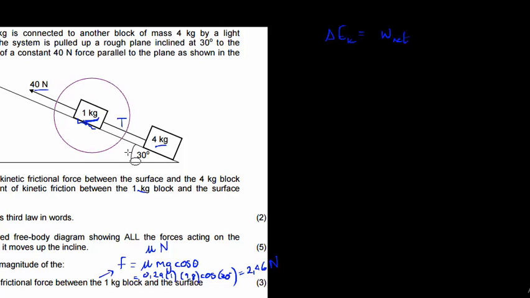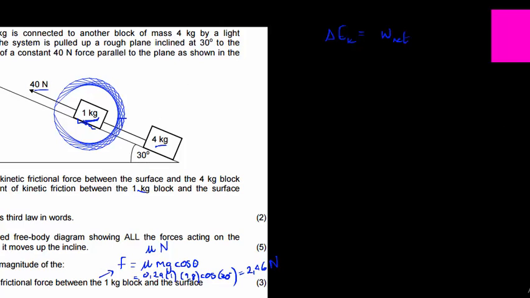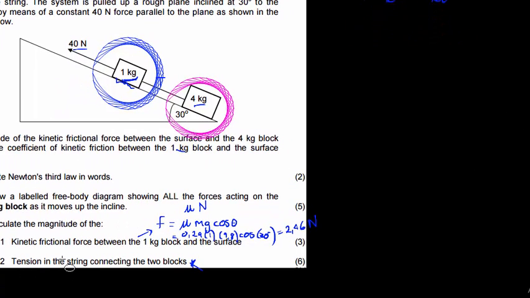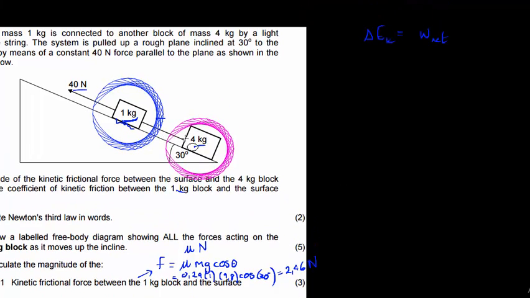So I'm going to look at this block, I'm going to consider all the forces acting on this block, and then I'm going to look at the other block, and I'm going to consider all the forces, or all the energies, working on this block, and then we'll use both of those formulas together to solve for the tension in the rope. Sorry, I didn't read the question, but the question asks us to calculate the tension in the string connecting the two blocks. So here's the string connecting the two blocks.